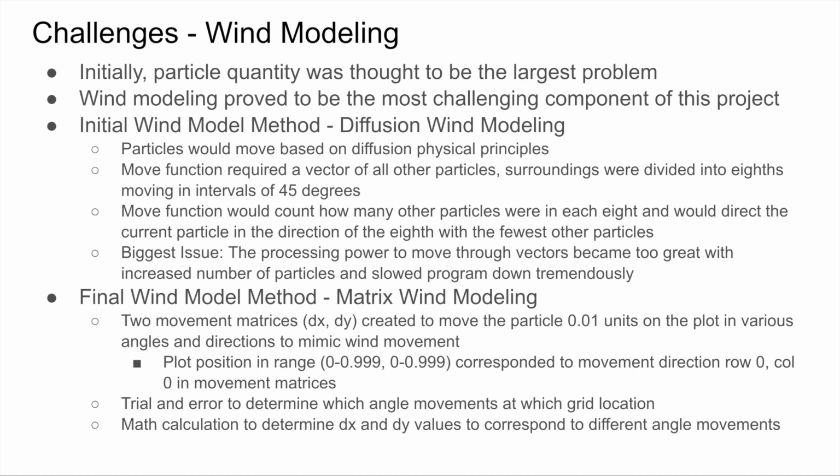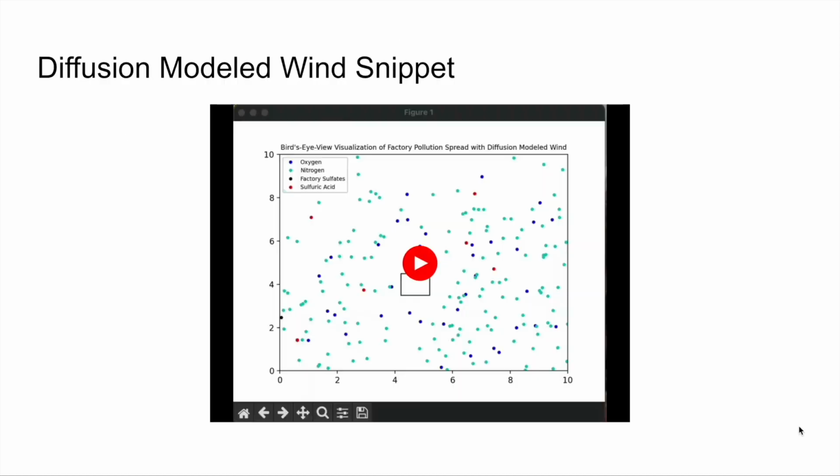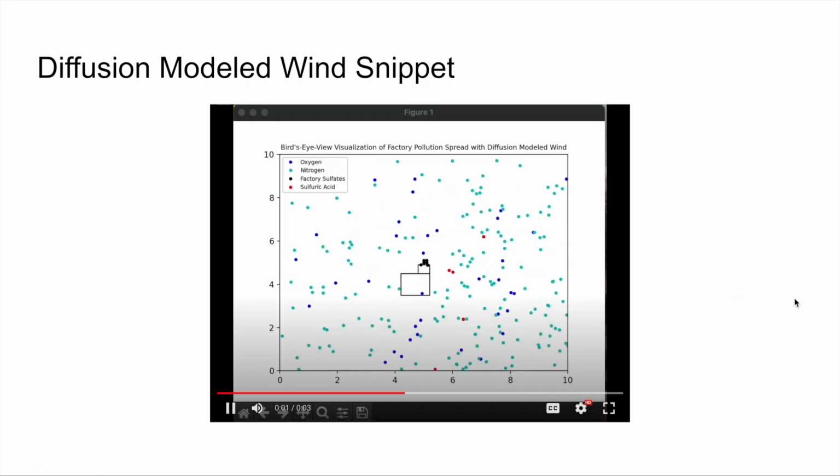The final product employs matrix-modeled wind, where 2 directional matrices, one to move the particle in the x direction and one to move the particle in the y direction, were generated. The coordinate location in x and y of the particle in question was rounded down, and the dx and dy values in the row and column from the directional matrix that corresponded with the coordinate point dictated the direction that the particle moved. All particles move at the same speed, so the net change in direction each time is 0.01 plot units. Here I will now show an example of diffusion modeled wind.